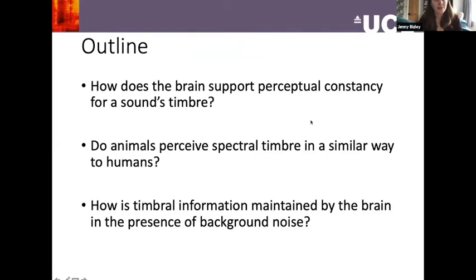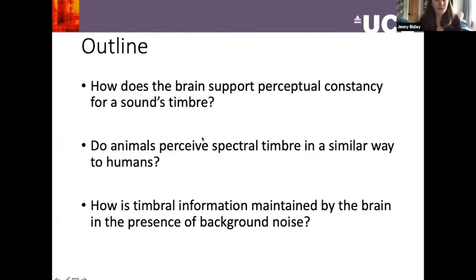Firstly, I'm going to talk about some older work which took place in Andy King's lab at the University of Oxford, working with Kerry Walker, who was a postdoc there with myself at the time, looking at how the brain might support perceptual constancy generally, but specifically in this case, how you might extract invariant representations of sound timbre in the face of changing other parameters, such as its pitch or its location in space.